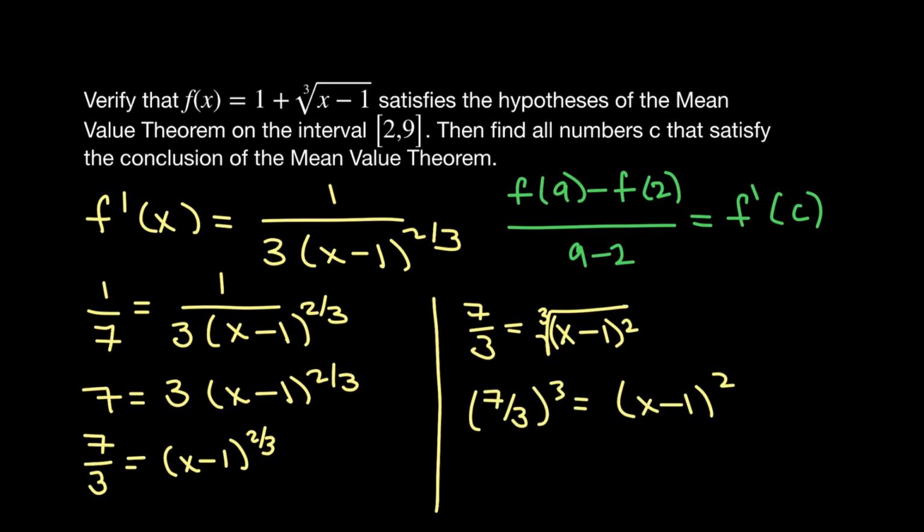To get rid of the cube root, I'm going to cube both sides. 7/3 cubed is 343 divided by 27. That now equals (x minus 1) squared.